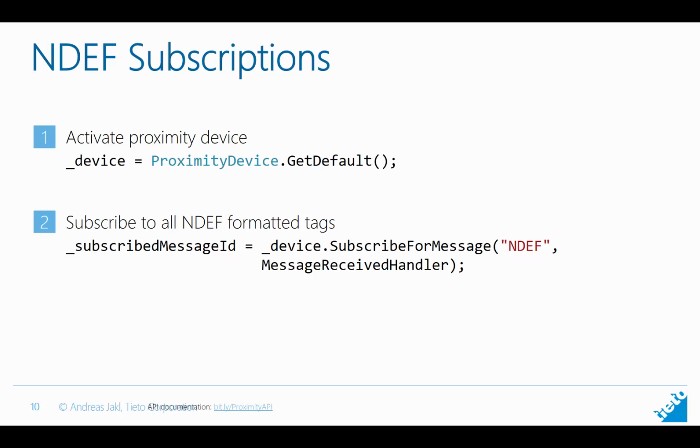Of course, there could be more, then you would just say, give me the list of all NFC devices and pick whichever the user wants to have. The second step is that you subscribe to all NDEF formatted tags so that you get a callback every time the device taps a tag or the device, for example, taps some other device. And you would then get a callback to the message received handler whenever there's a message transmitted to your device.